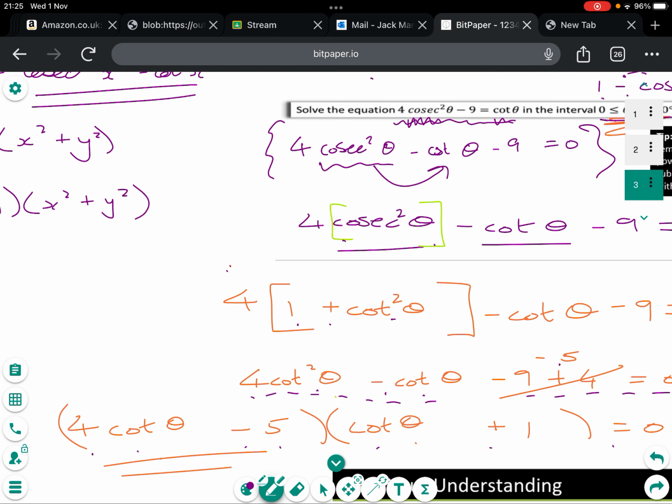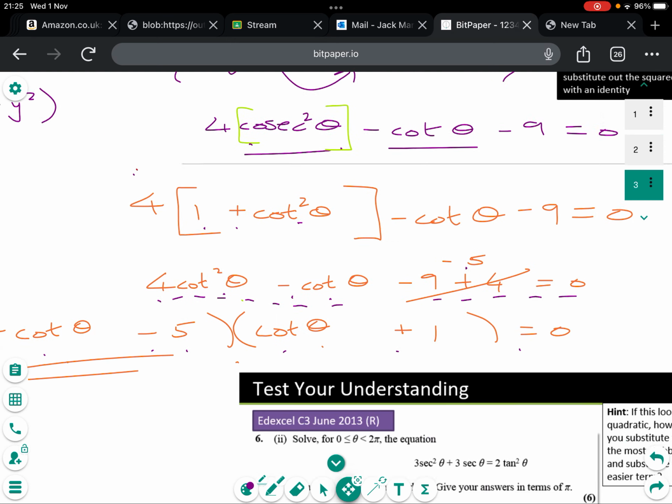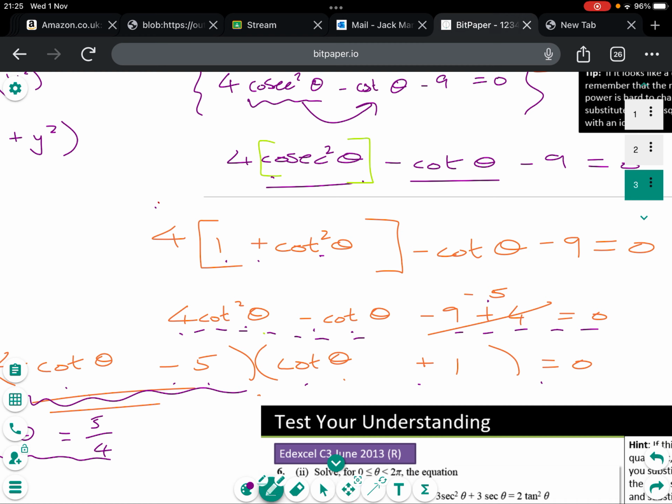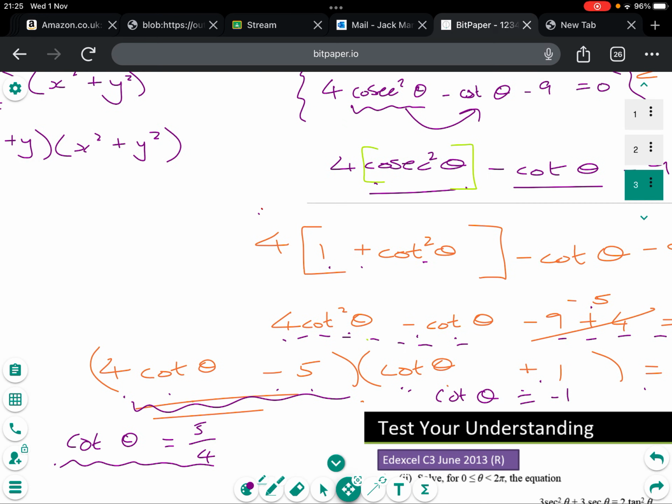Then, once you've done that, we can solve these different pieces. If this bracket is 0, I move the minus 5 to the other side, and cot theta equals 5 over 4, and we solve this like we did earlier in the chapter. For this one, move the 1 to the other side: cot theta equals minus 1, and I would solve that as we did earlier in the chapter.